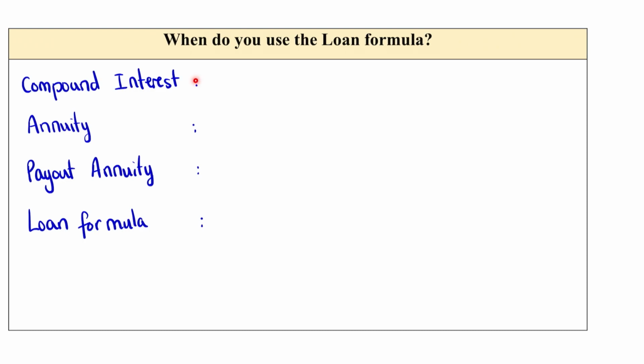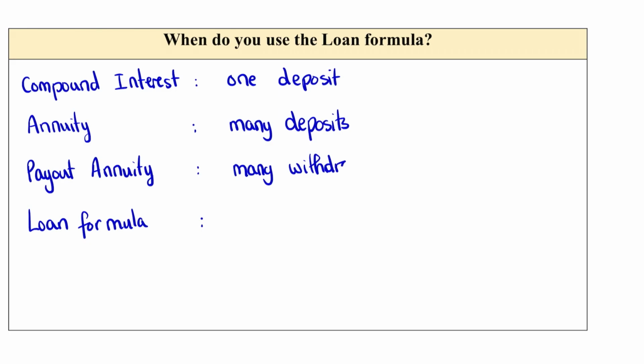Both compound interest and annuity formulas are used for when you're making deposits and you earn interest. Compound interest is used when you make one big deposit. Annuity is used when you make many small deposits. Payout annuity is used when you take many withdrawals. And loan formula is used when you make many payments.